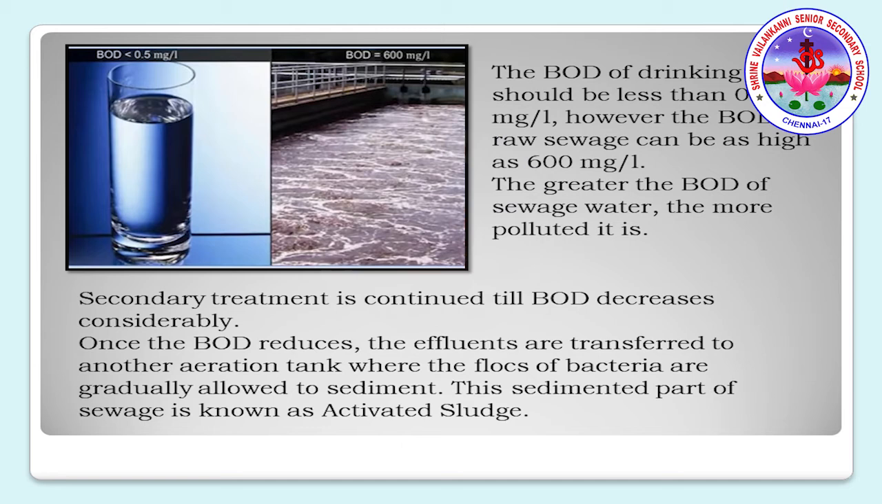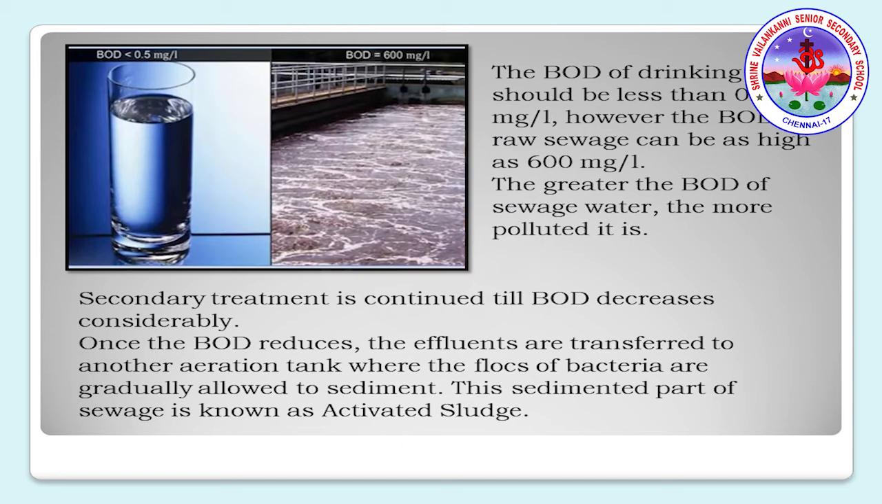The greater the BOD of sewage water, as I said before, it will be the pollution indicator. So the more polluted it is. Secondary treatment is continued till BOD decreases considerably. Once the BOD reduces, the effluent is transferred to another aeration tank where the flocs of bacteria are gradually allowed to sediment. This sediment part of sewage is known as activated sludge.